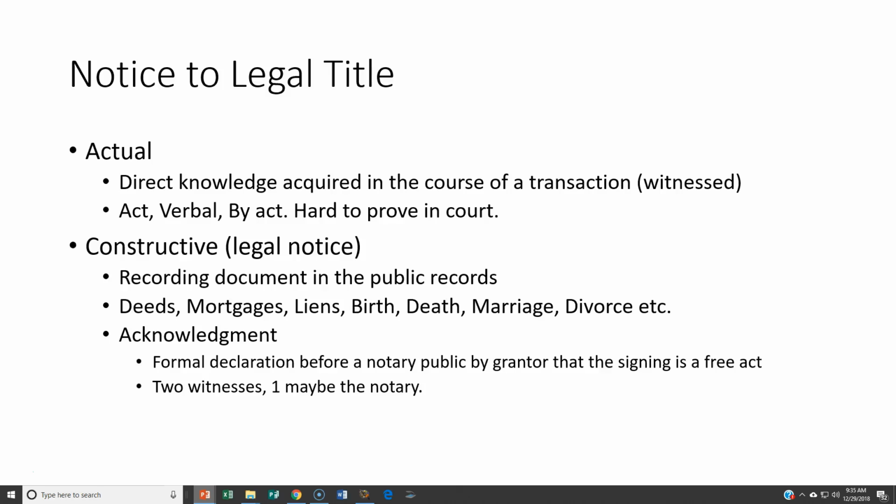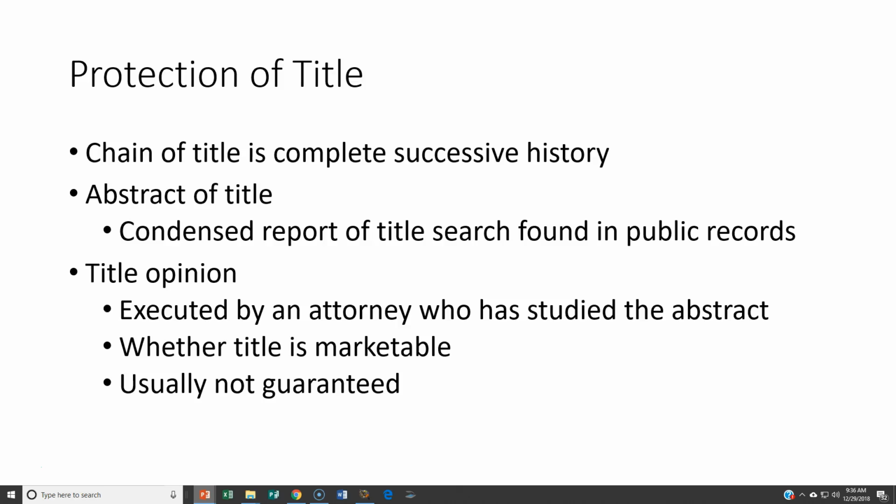So whenever we have something we want the whole world to know about, like deeds, mortgages, liens, births, deaths, marriages, divorces, bankruptcies, anything you like, we go along to the courthouse with the document that performed this transaction. But before we do that, the document has got to be acknowledged. Acknowledgement is a formal declaration before a notary by the grantor that the signing is a free act, and it's done in front of two witnesses, one of which may be the notary. And that's how we normally do all documents associated with real estate. We give them constructive notice so anybody can go to the courthouse records and see what's going on.